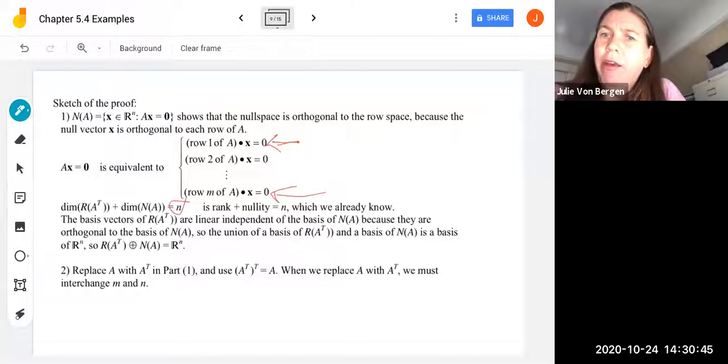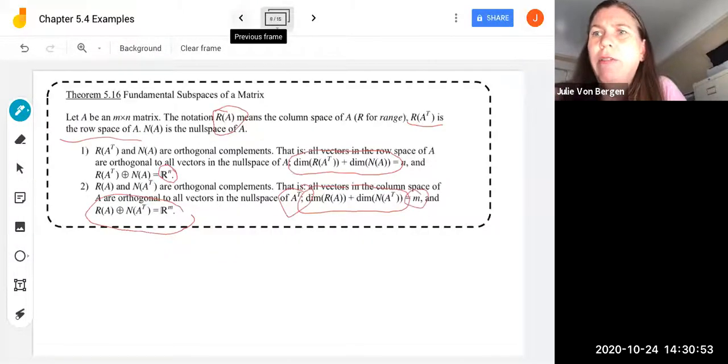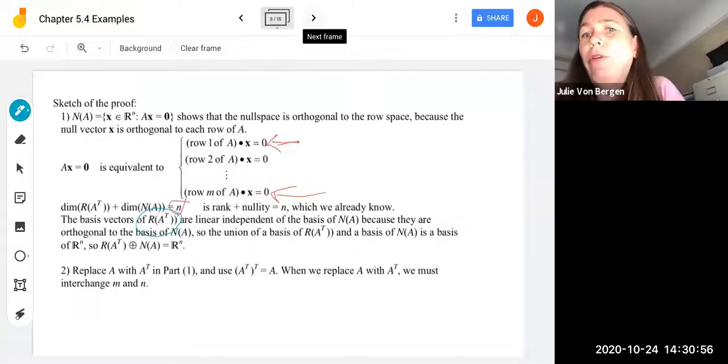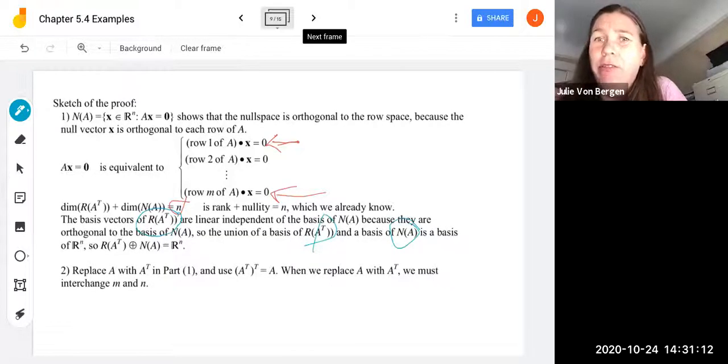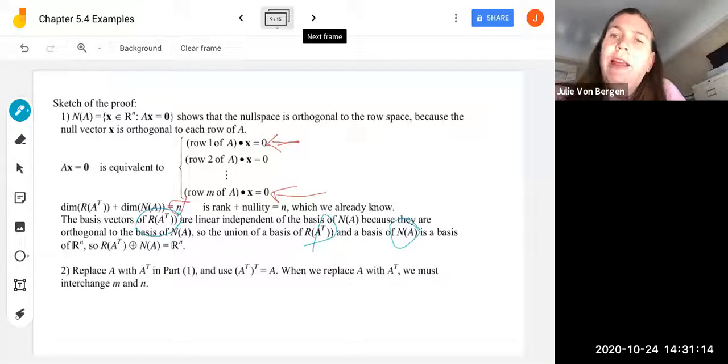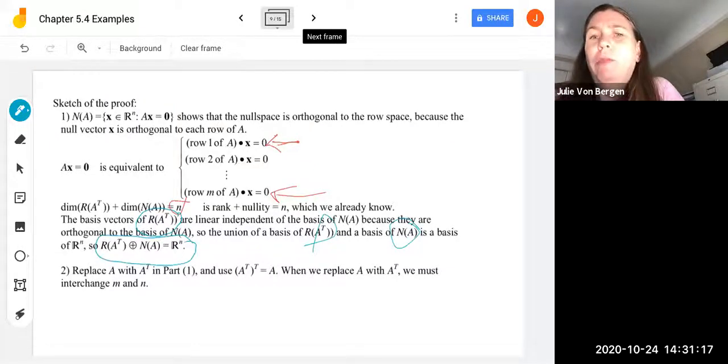So the basis vectors of the row space, R of A transpose is the row space, are linearly independent of the basis of the null space because they are orthogonal to the basis of the null space. So the union of a basis of the row space and a basis of the null space is going to be a basis of Rn because they're orthogonal. So we can say the row space of A plus the null space of A equals Rn.